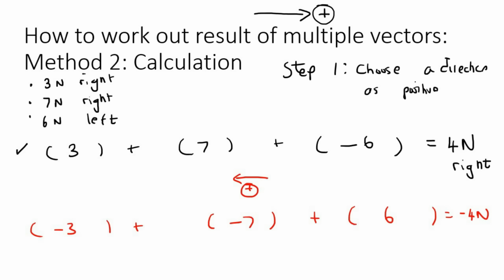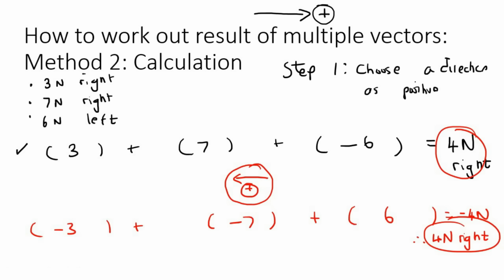Now, here's where you need to change it at the end. You chose everything going to the left as positive, but you just got a negative answer. So left is positive, so negative means right. So in the next line, you're going to say that the answer will be 4 newtons to the right. Okay, you see how we get the same answer? So your friend might have chosen to the right as positive, and you might have chosen to the left as positive. That is completely your choice.